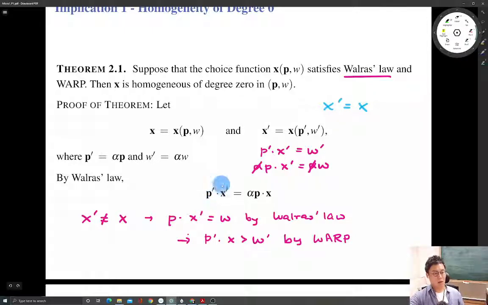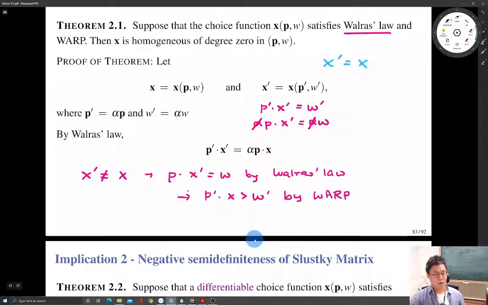Once again, the two bundles are affordable under the previous budget set. We saw that the consumer chose this bundle X. It means X is revealed preferred to X prime. Then why did we observe X prime under this configuration? Because under this budget set, bundle X is not affordable.